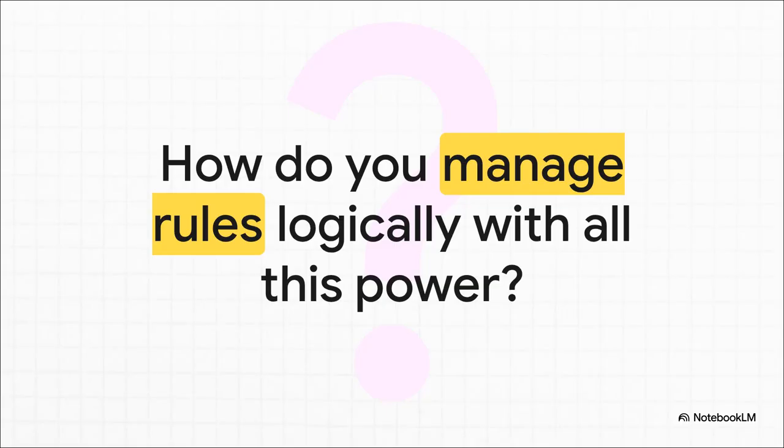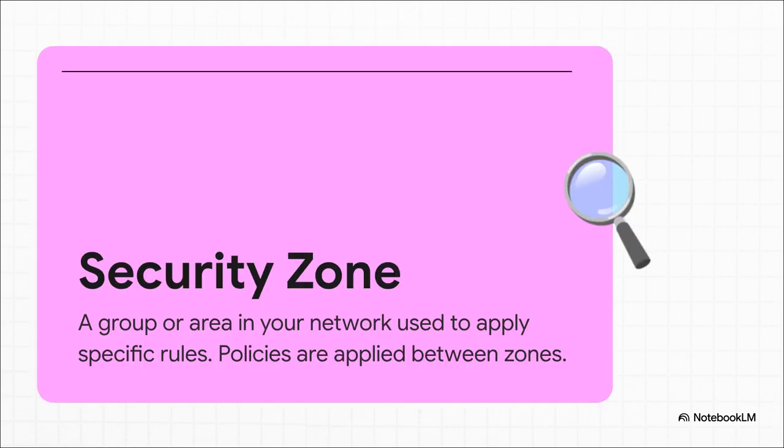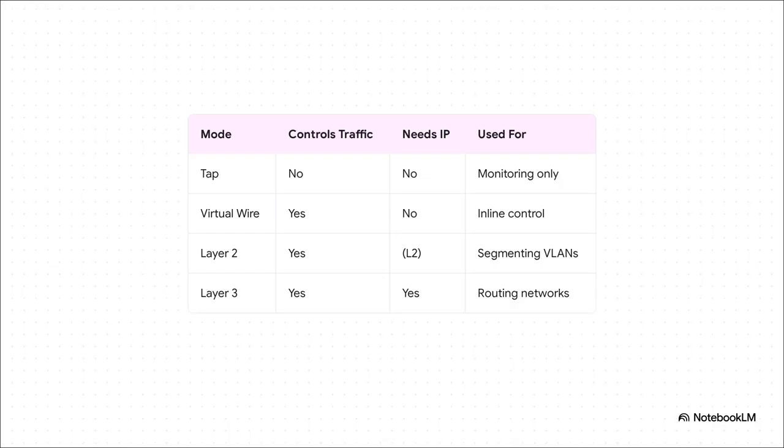So with all this inspection power, how do you manage all the rules without going crazy? You do it with security zones. Just think of them as logical buckets for your network, like trust and untrust. There are 4 main types, but Layer 3 is the one you'll see most often, since it handles routing.